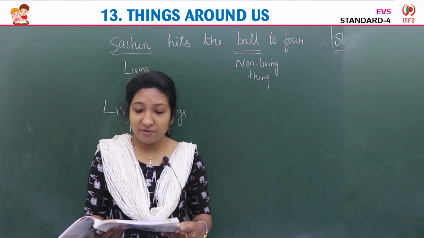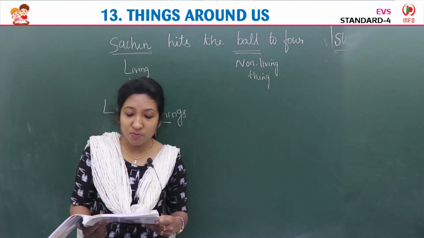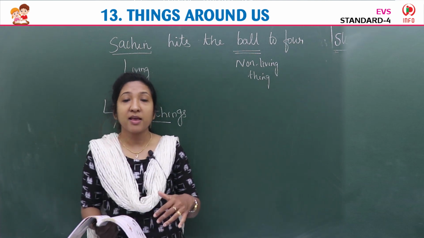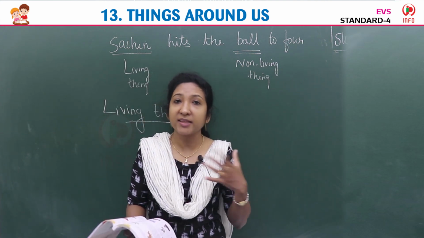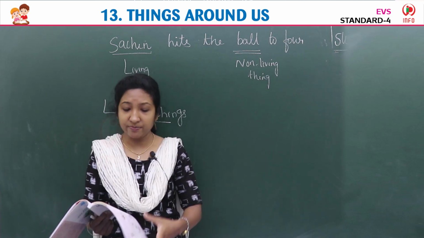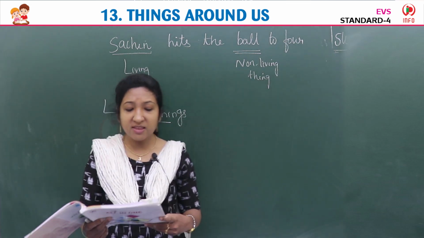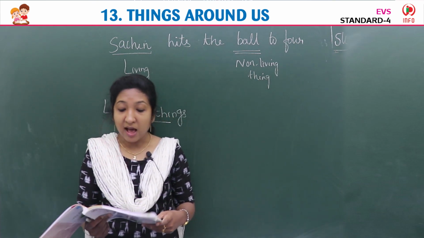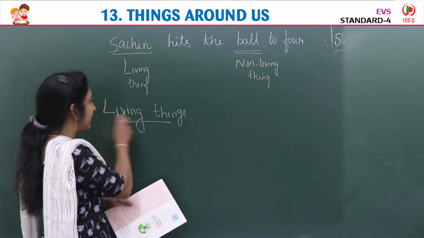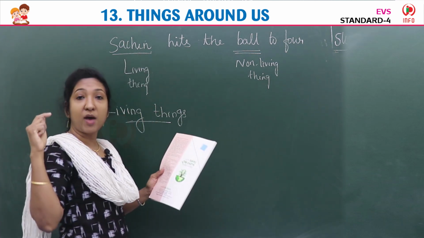There are many features and factors which make living things different from non-living things. Living things and non-living things are different, that we know. So which are the factors or features that make them different? Let's see. Living things, as the name suggests, are lively and active.